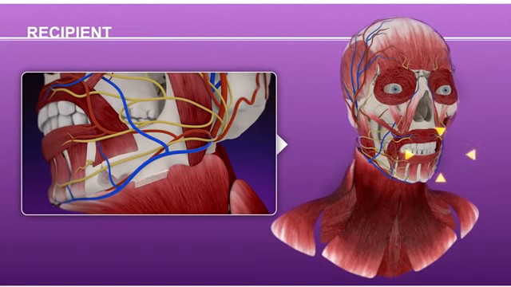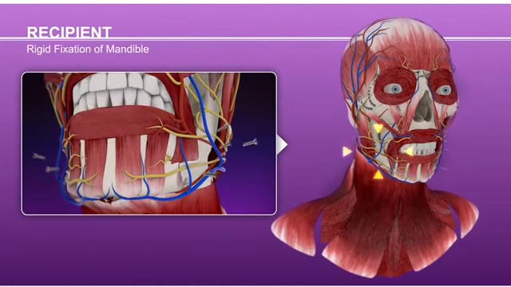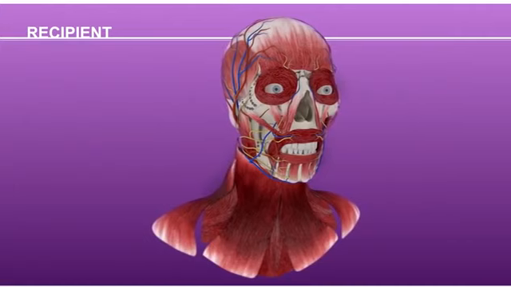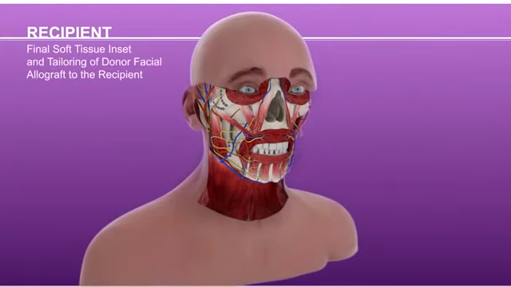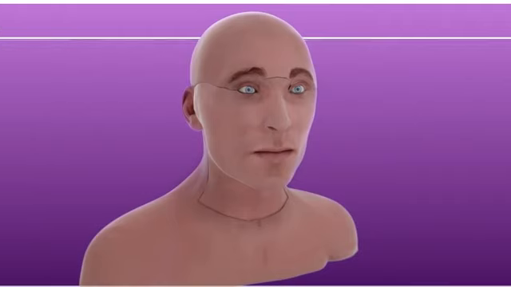In addition to optimal mandibular contour, rigid fixation of the midface was performed using titanium plates, and bicortical lag screws were used for mandibular fixation. The remainder of the facial allograft was then tailored to resurface the entire recipient defect and achieve final soft tissue inset.